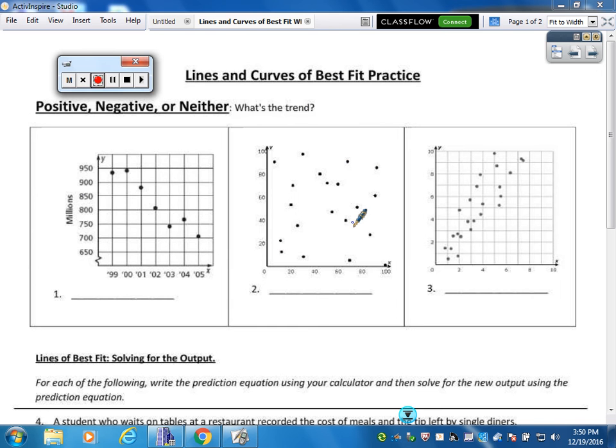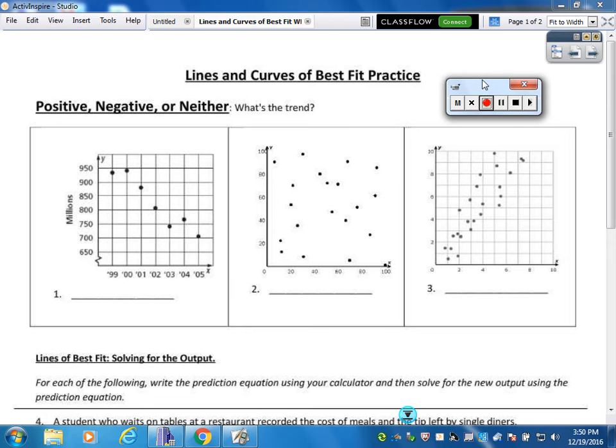Alright, today we are going to be talking about lines of best fit. I know up here the notes say curves, but we're actually going to handle curves later, after you've learned your quadratics. So just lines of best fit today. These three are called scatter plots.